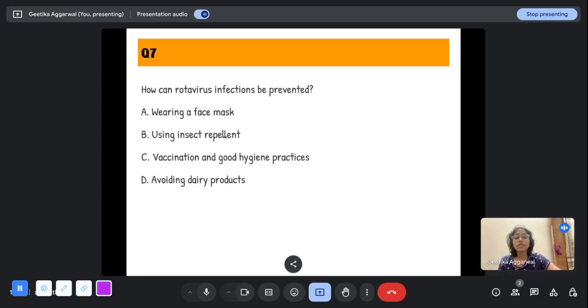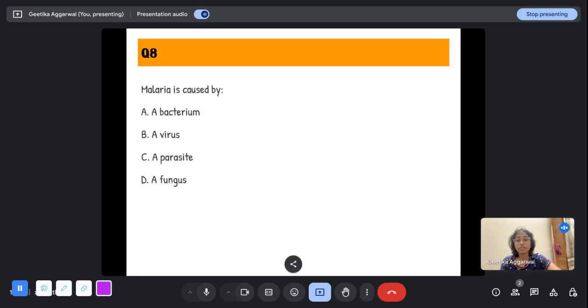How can rotavirus infections be prevented? By wearing a mask, by using an insect repellent, by vaccination and good hygiene practices, or by avoiding dairy products. So, which of these can actually prevent the spread of rotavirus? And so, yeah, the correct answer to this question is vaccination and good hygiene practices.